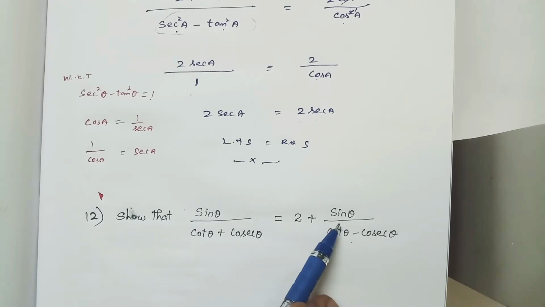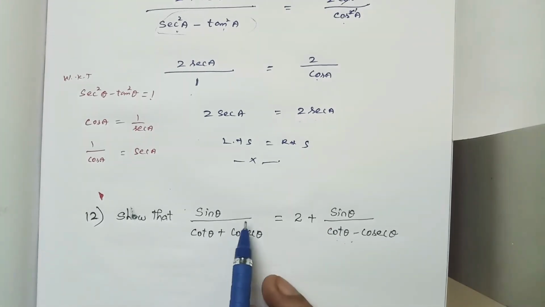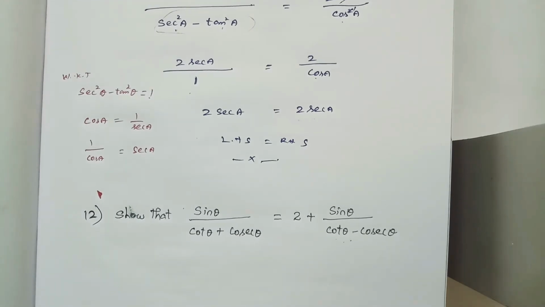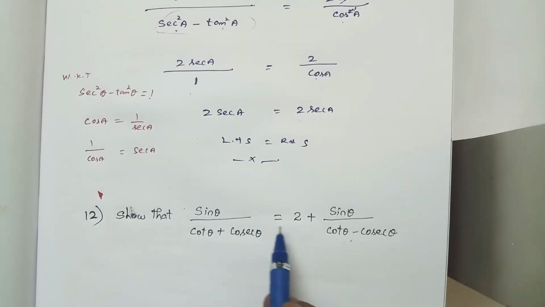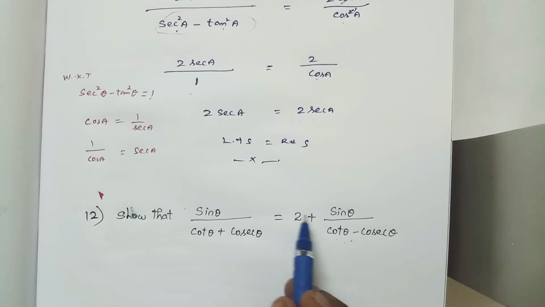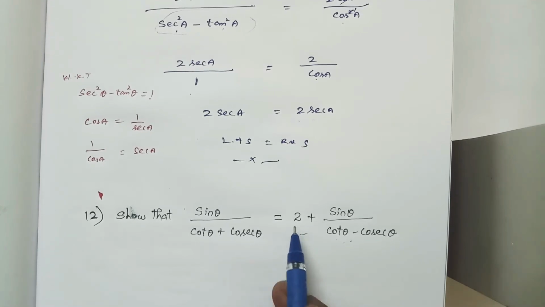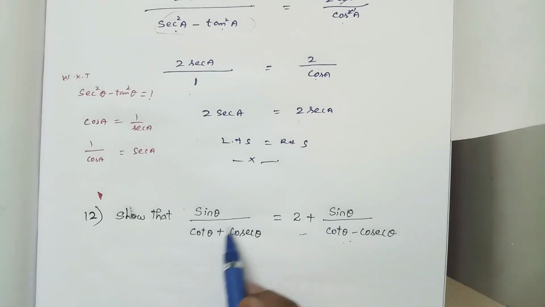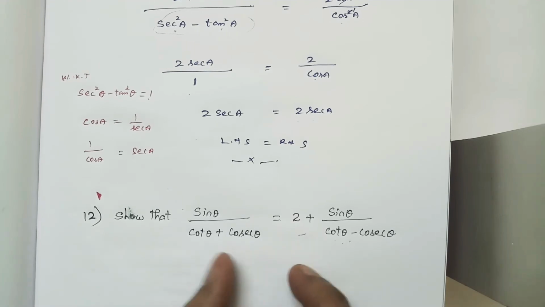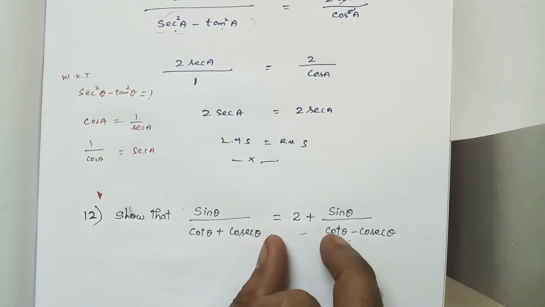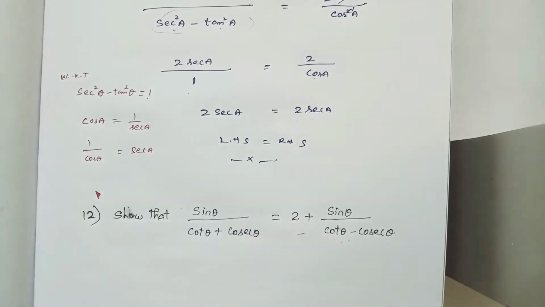So just shifting that like term to the same side. While we are shifting this plus sin theta divided by cot theta minus cosec theta to the LHS, it will become minus sin theta divided by cot theta minus cosec theta, and we want to prove that this is equal to 2. In the RHS we are having only one term. So just taking this term to the LHS and simplifying, finally we want to get 2, right? You can take this as homework.